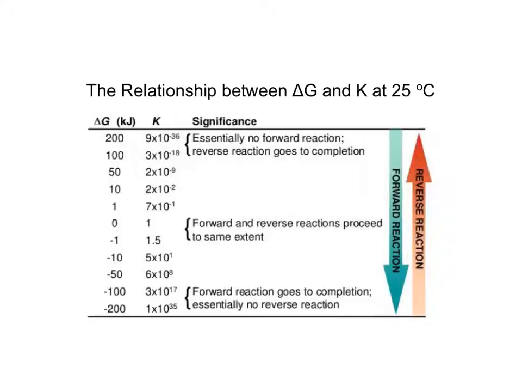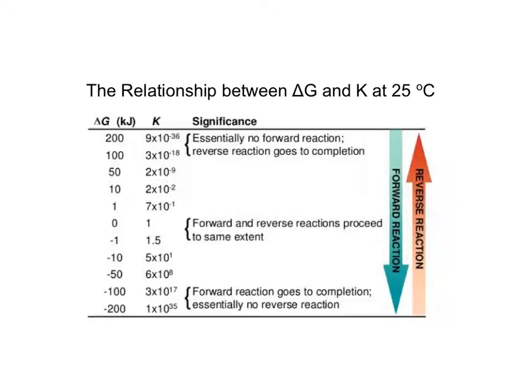So what that means, if that equilibrium constant is incredibly tiny and the change in free energy is incredibly large, then this is going to be largely a reverse reaction. It will actually be a reverse reaction. There will be no forward reaction. If the equilibrium constant is incredibly large, like 1 times 10 to the 35, and the change in free energy is incredibly negative, like negative 200, then it's a forward reaction.